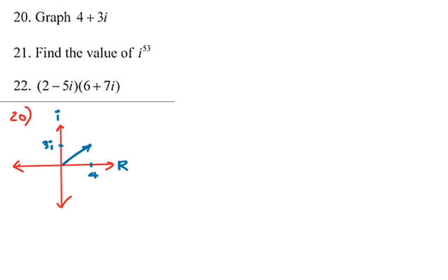Alright, how about find the value of i to the 53rd power? How do you get that? So we realize that 52 is a multiple of 4. So then i to the 53rd power is i to the 52nd power times i. But what is i to the 52nd power? That's simply equal to 1. And then, so our answer is what? Simply i.